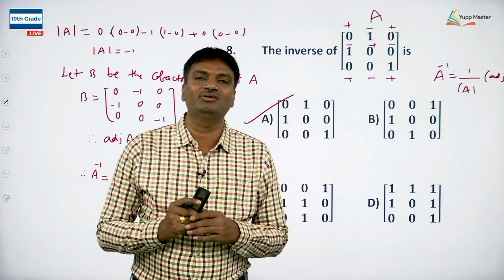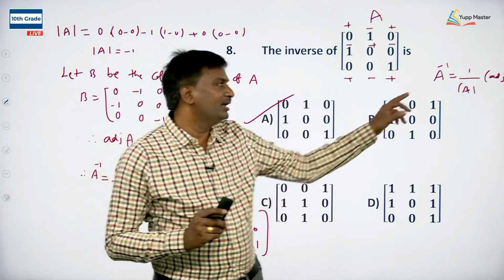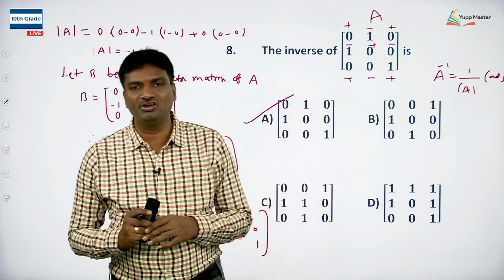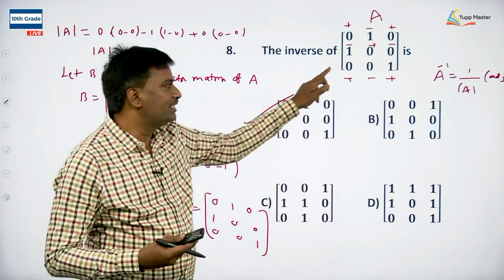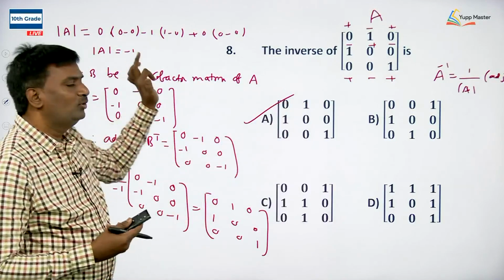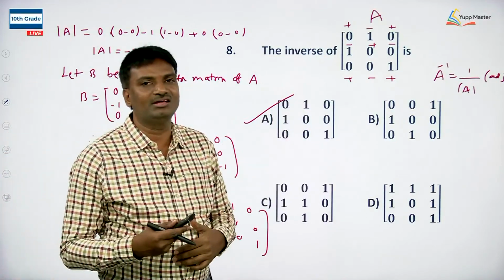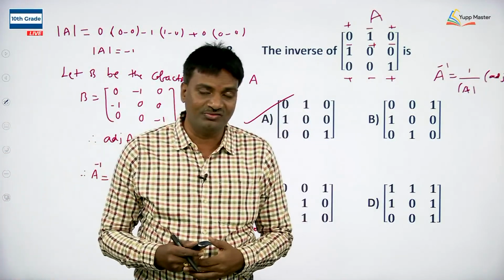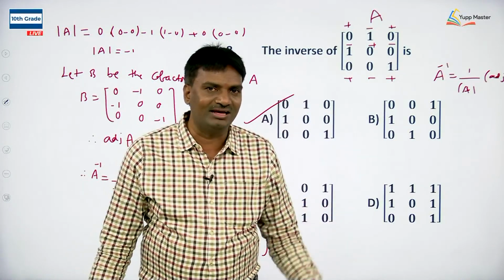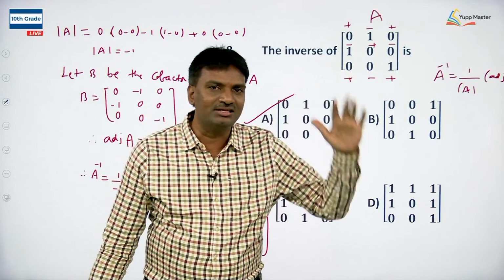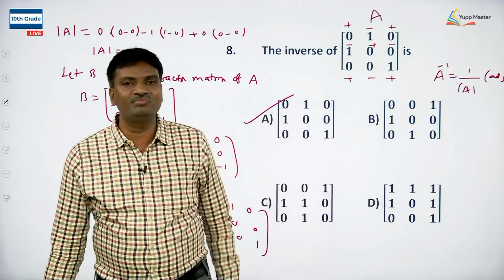To find the inverse of a matrix, the formula is A inverse equal to 1 by det A into adjoint A. First let us find det A. We know how to find the determinant of a 3 cross 3 matrix. Simply take the elements of the first row, multiply those elements with their corresponding cofactors and add them. Then you will get one value, that is nothing but the determinant of this matrix.